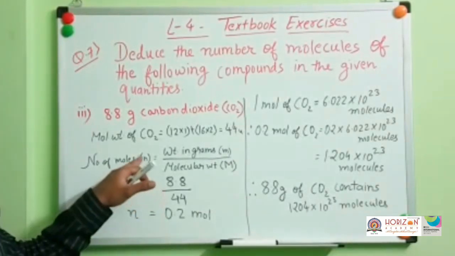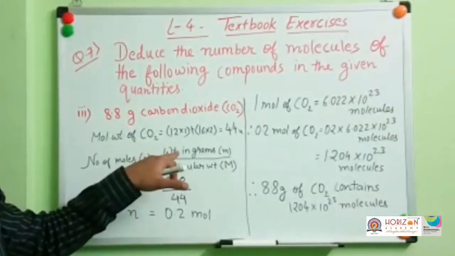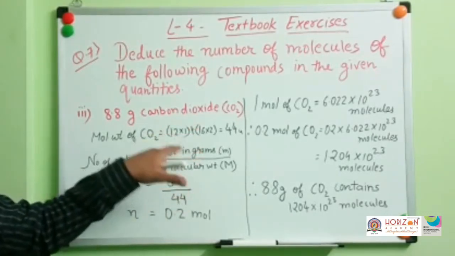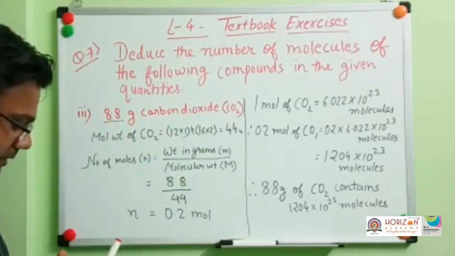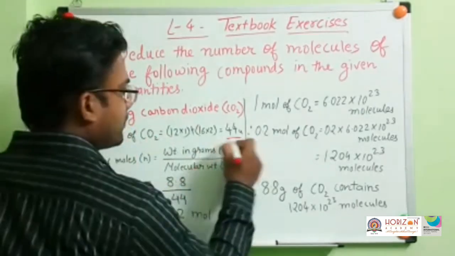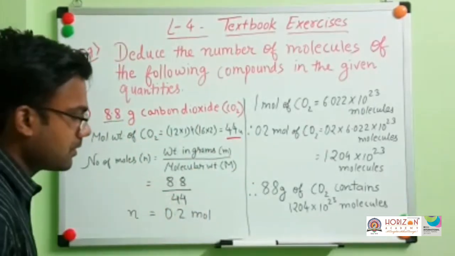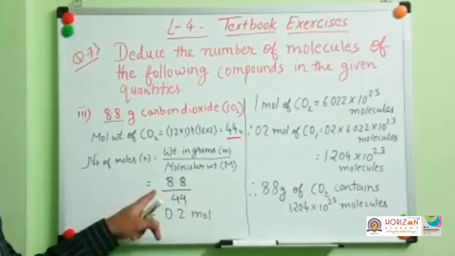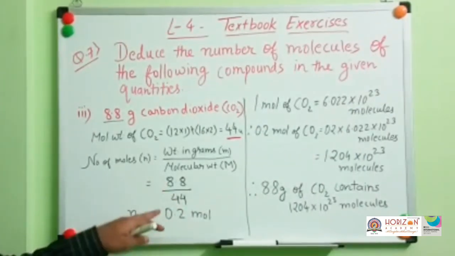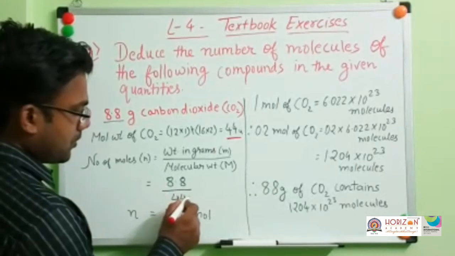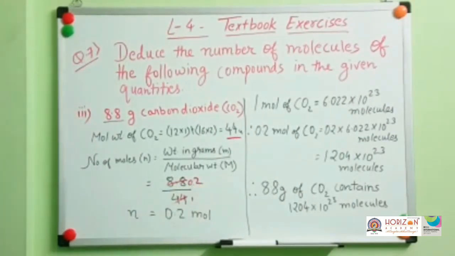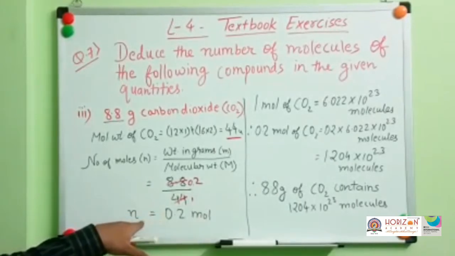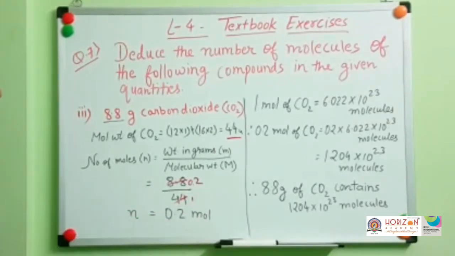Now number of moles, N, can be calculated as weight in grams upon molecular weight. So weight in gram is given, that is 8.8, and molecular weight we have calculated, that is 44. So 8.8 divided by 44. So this calculation you can do, it is very simple. Now 44 you can see here, 44 1, 44 2, but it is point, so you will get 0.2. So number of moles is 0.2. So we got the first step, that is number of moles 0.2.